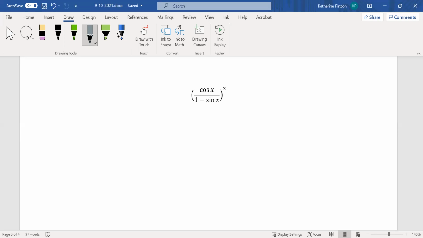So when I do the derivative of this kind of thing, this is like my inside piece. This cosine x over 1 minus sine x is my inside function. When I take the derivative of that inside function, I need the quotient rule. So quotient rule.